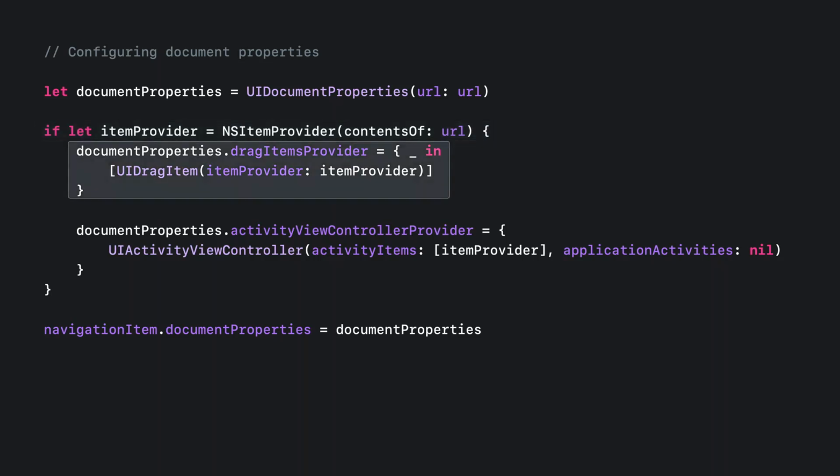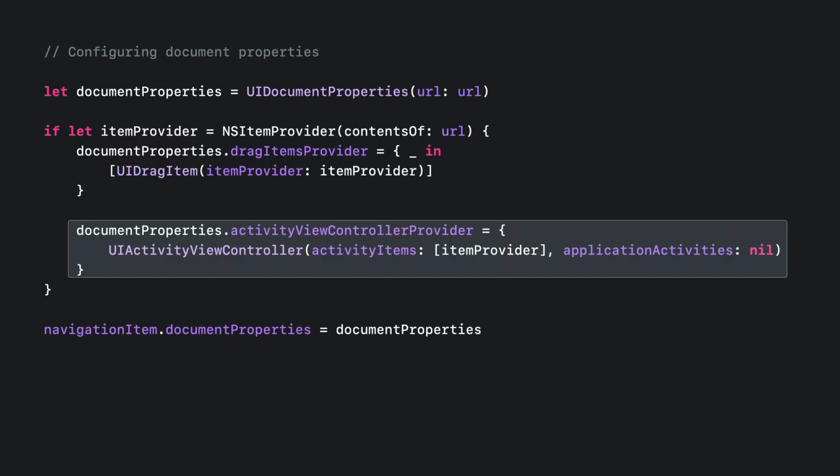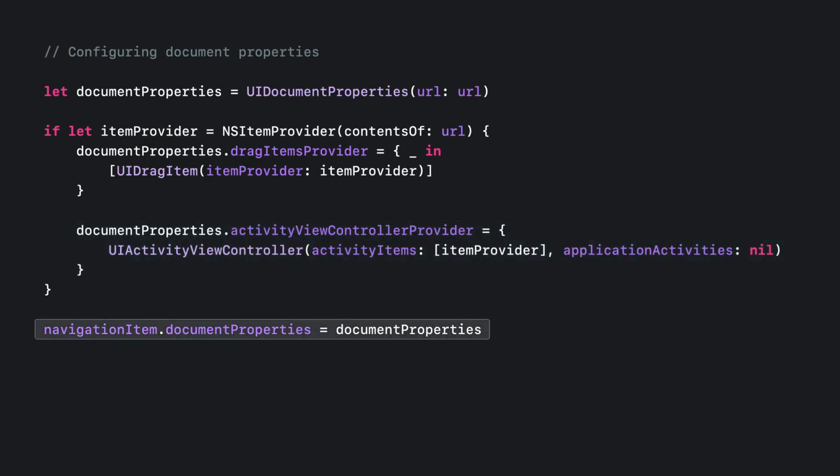Set a drag items provider to enable drag and drop. This closure is passed a UIDragSession and returns an array of UIDragItems. This example returns a single item representing the document. Setting an activity view controller provider enables sharing. This closure configures and returns a UIActivityViewController. Finally, assign the filled-out object to UINavigationItem.documentProperties. And when the title is tapped, UIKit presents the header alongside other title menu items.